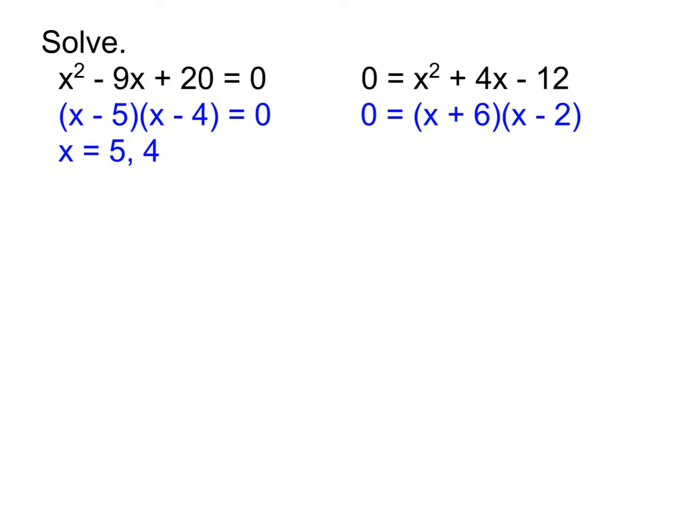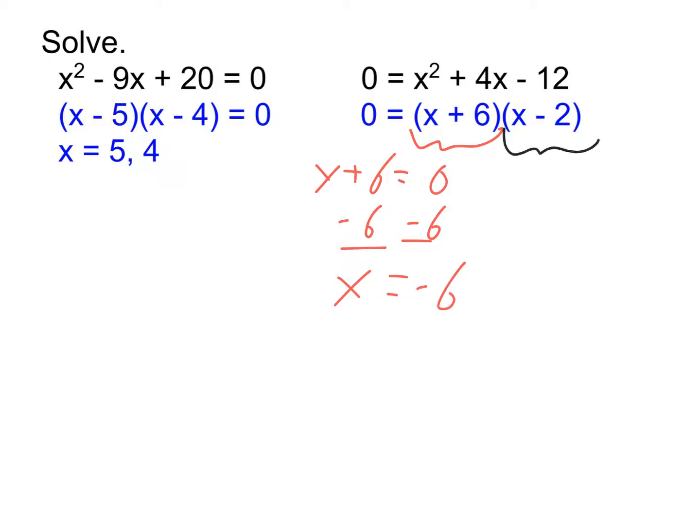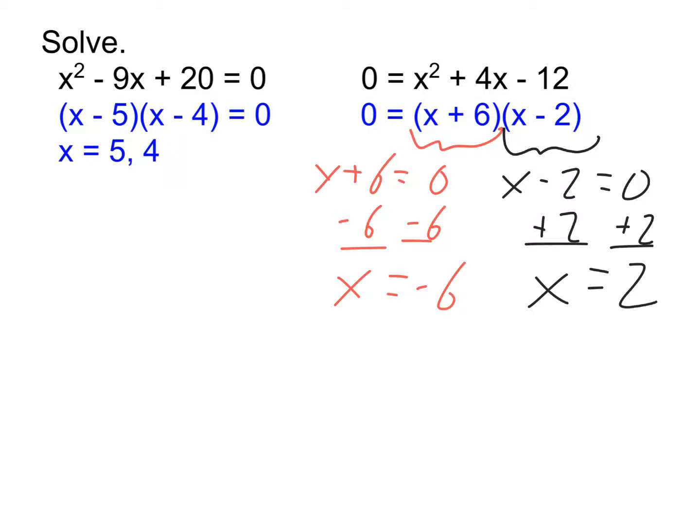All right, so what plus 6 equals 0? In order to figure that out, we do x plus 6 equals 0 and solve that. So we subtract 6 from both sides. So we find that x equals negative 6. And then for the x minus 2, we see what makes that equal 0. So x minus 2 equals 0. Solve that by adding 2 to both sides. And so you get x equals a positive 2.